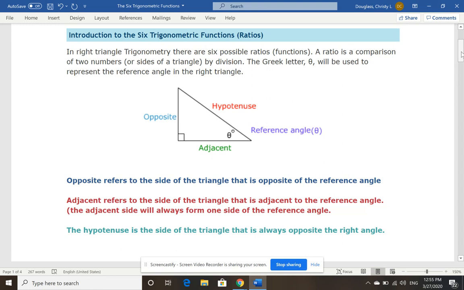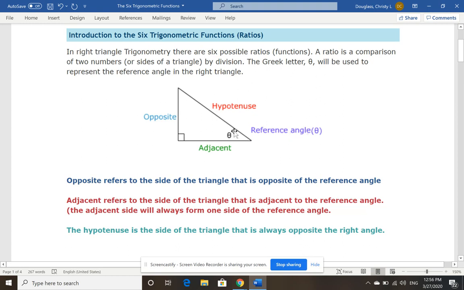So remember in your right triangle geometry that the side that is opposite your 90-degree angle is always called the hypotenuse. And no matter what angle you're referencing, that will always be true. The other two sides will change depending upon what your reference angle is.